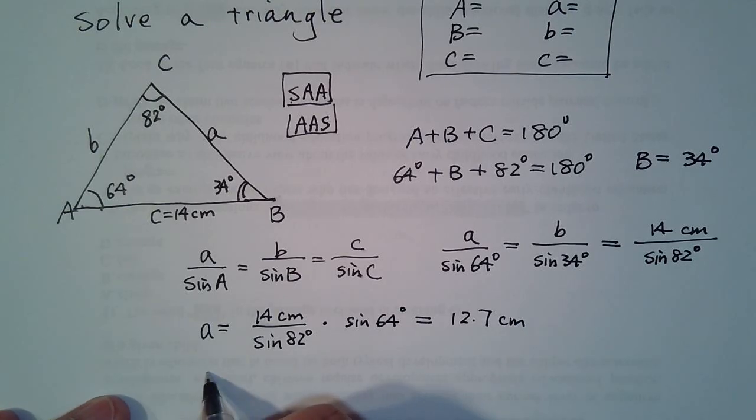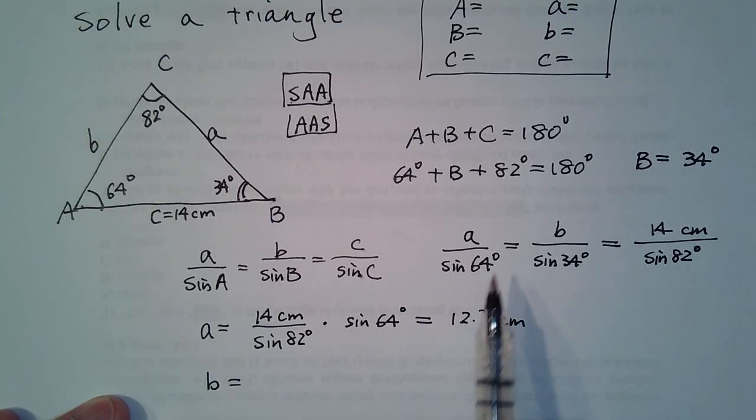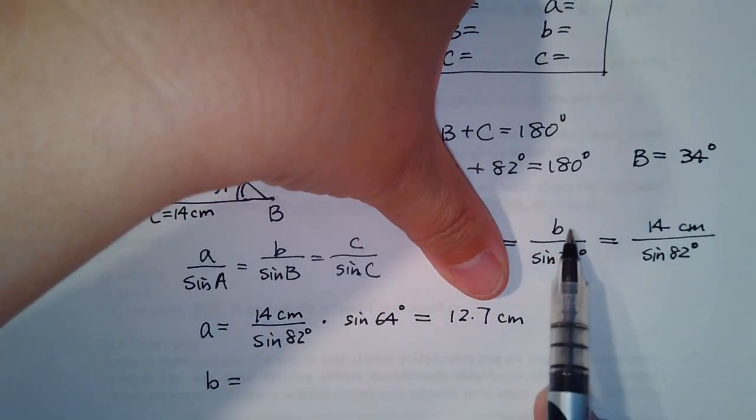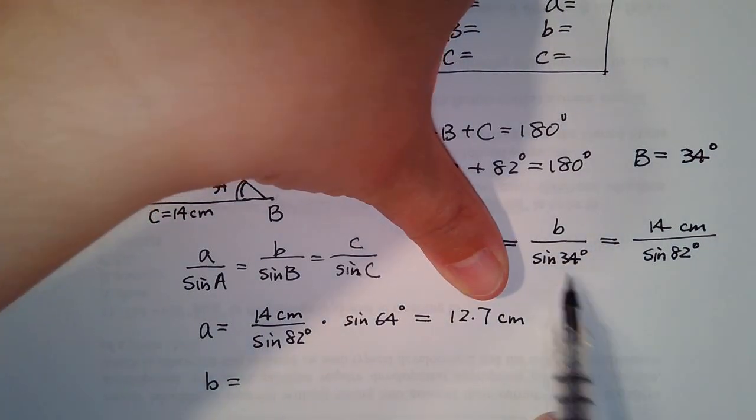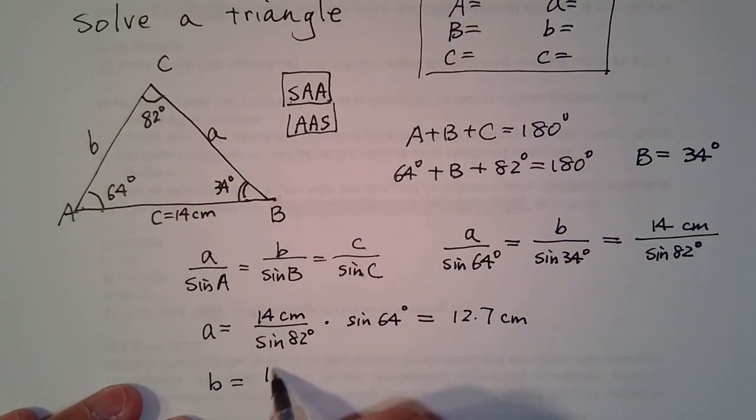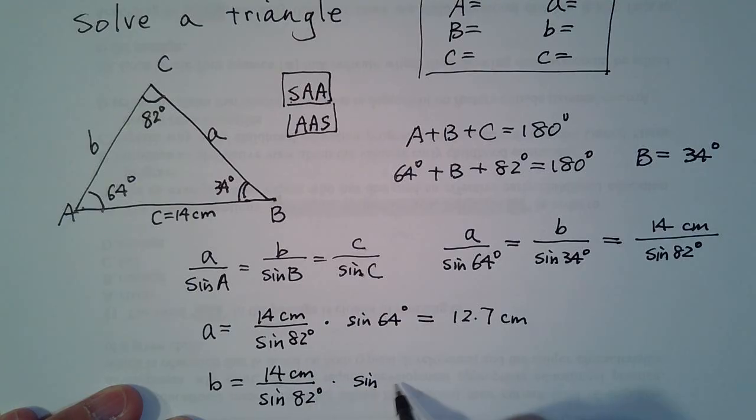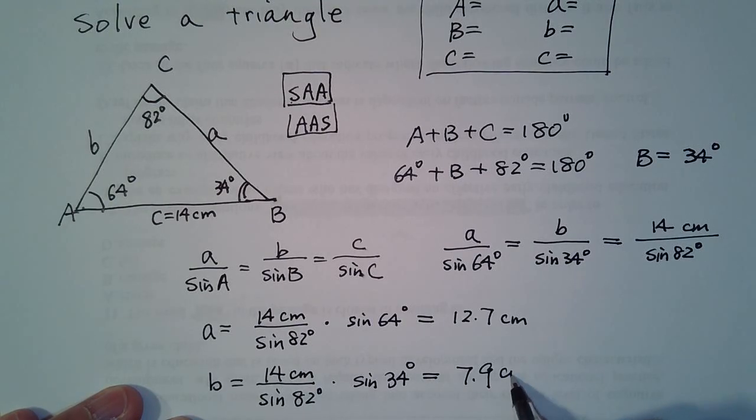All right, and for this little b, I need to cover that. So b will be this guy multiplied by sine 34. So that's 14 centimeter over sine 82 degree multiplied by sine 34 degree. And again, use the calculator, you get 7.9 centimeter.